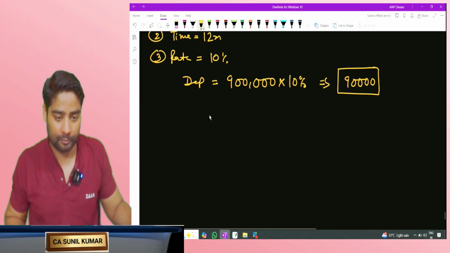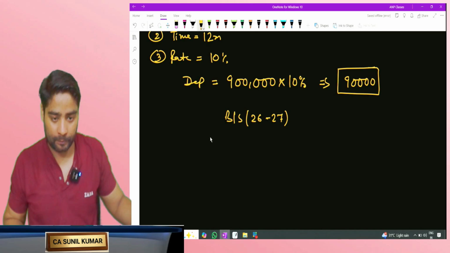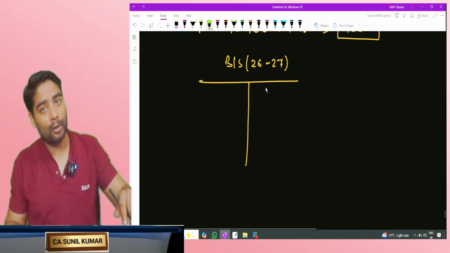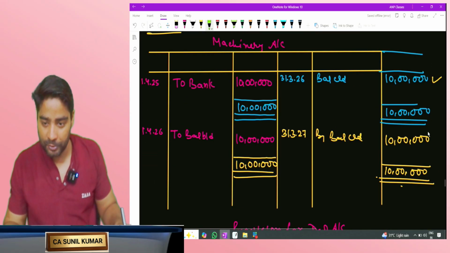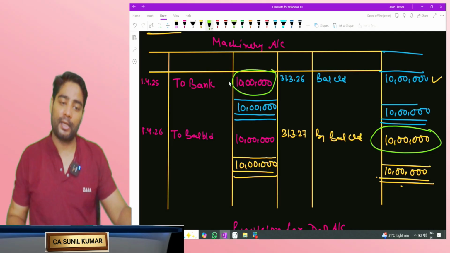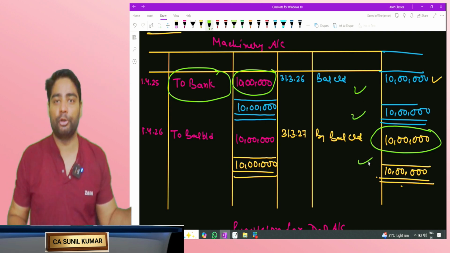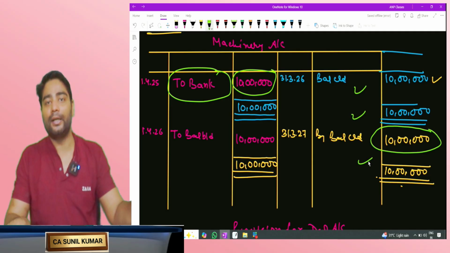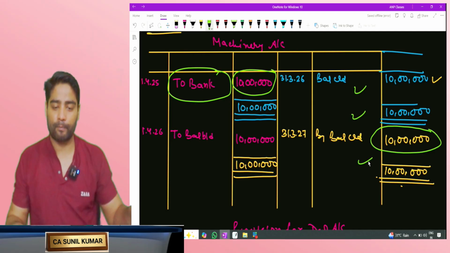For the balance sheet 26-27, at which value will we show the machinery account, sir? At the original cost, because what is the value of the machine here? 10 lakh. Because we only wrote an entry of rupees 10 lakh when we purchased the machinery. After that you can see there is no entry in the machinery account. So we opened the account at rupees 10 lakh, and since there is no entry on the credit side of the machinery account, the balance is shown at original cost.